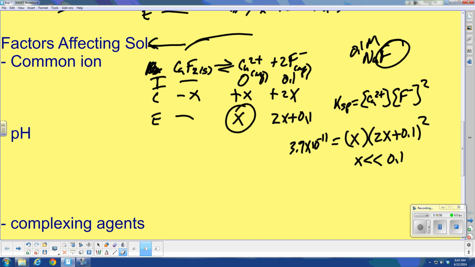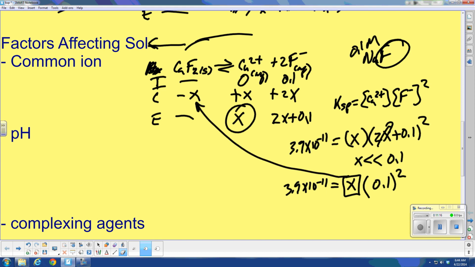And when we do that, I get 3.9 times 10 to the minus 11th is equal to x times my 2x. If x is much, much smaller, my 2x is essentially 0. So I have my 0.1 squared. There we go. And I solve for my x. And my x will be my concentration of my calcium, but it is also what? It is also my solubility. There you go. So that's how you do that quantitatively.